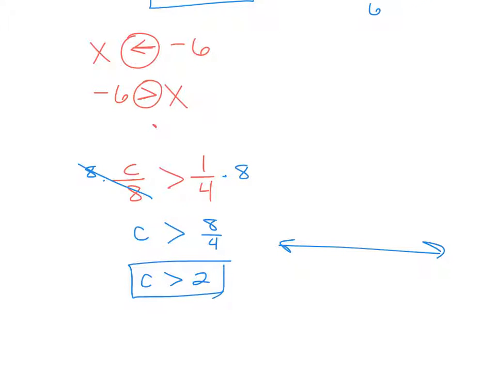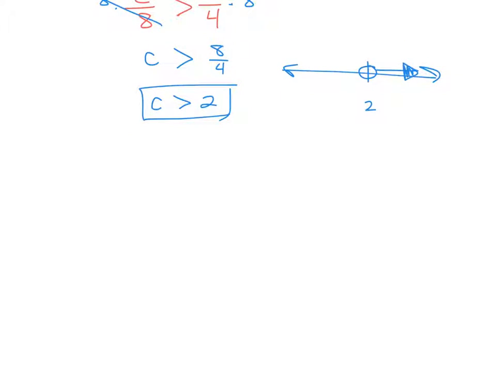And then when you graph that, you put a point at 2, open or closed? This one's open. And what direction does my arrow go? To the right. Okay, questions on that? Okay, how about this one?